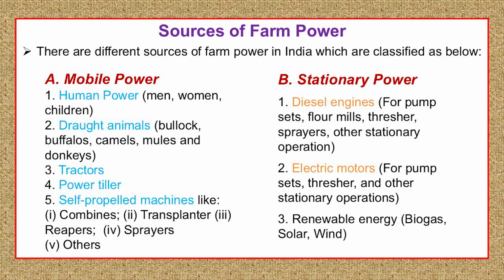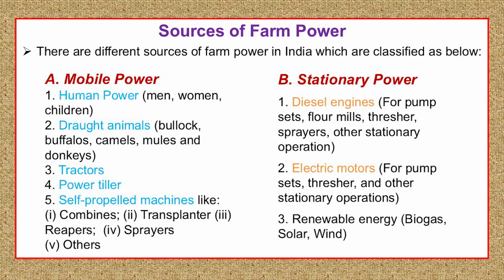agriculture operations. Tractors, power tillers and self-propelled machines all come under the broad category of power source that we call mechanical power. Mechanical power again may be classified as stationary and mobile power. In mobile power, tractors, power tillers and self-propelled machines will come. Under the self-propelled machines, which we use in agriculture for crop production, there may be combine harvesters, transplanters, reapers and binders, sprayers and dusters, or any other equipment.